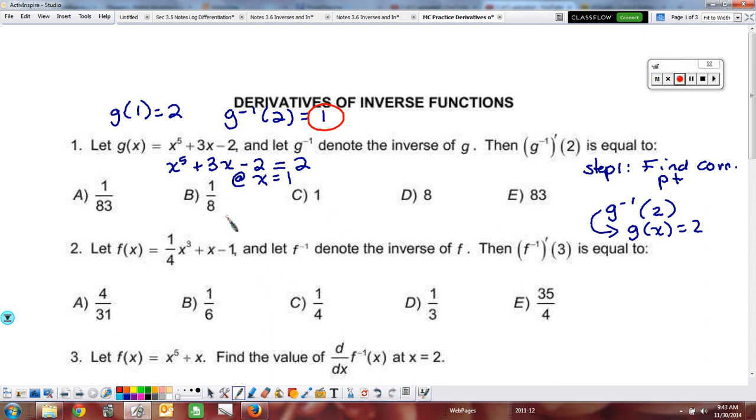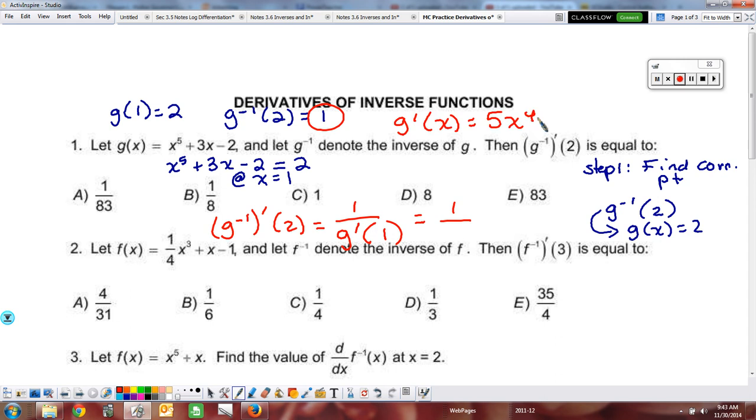And now they're asking us to find the slope on the inverse at 2, and that's where we utilize our formula. The slope on the inverse at 2 is the reciprocal of the slope on the original at the corresponding point. So I basically just need to calculate g prime of 1. So g of x is over here. G prime of x, our derivative, is 5x to the fourth plus 3. So my g prime of 1 is going to be 8, so the answer is B, 1/8.